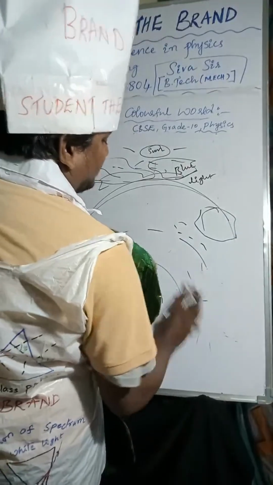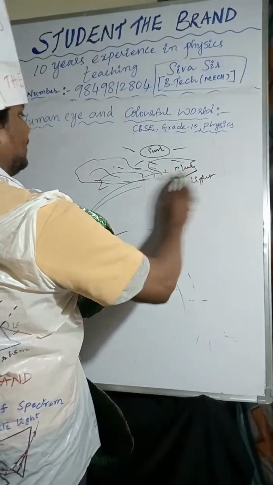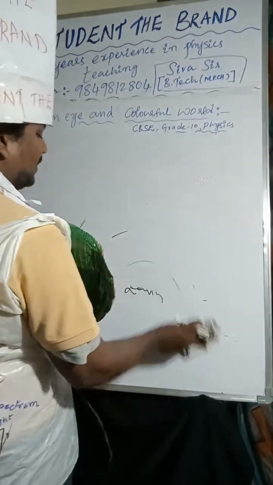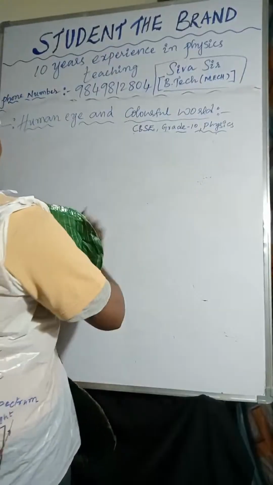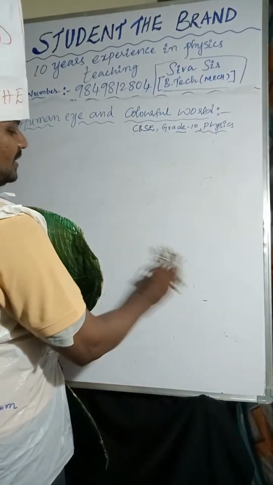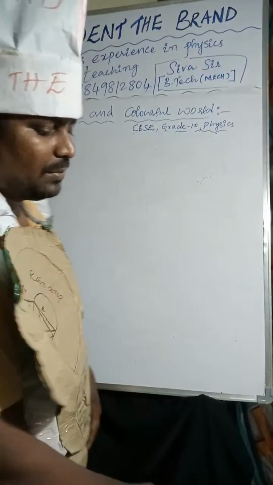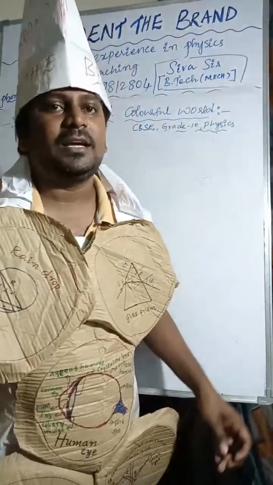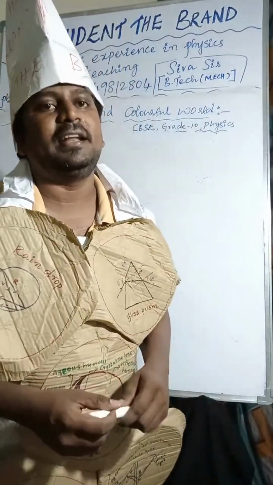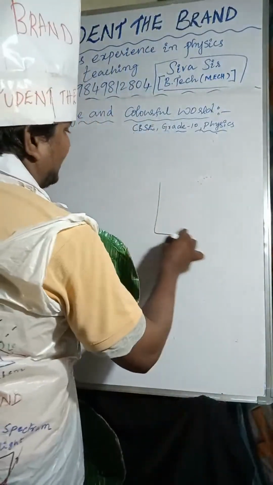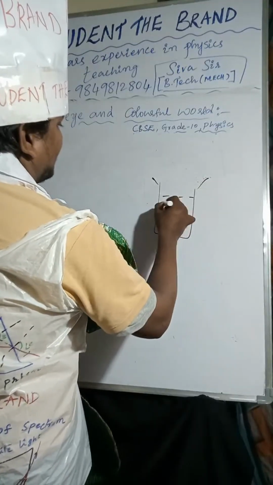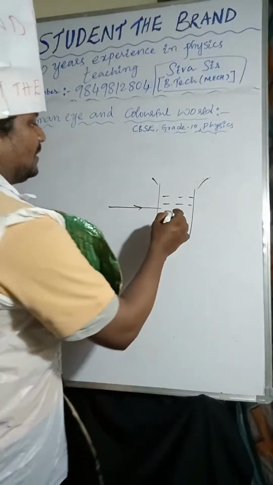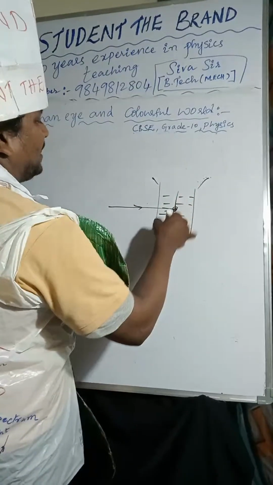Next, we are going to the next one. That is about scattering, the Tyndall effect. The path of the light becomes visible when it passes through a colloidal solution. If you take a beaker with colloidal particles in it, when light passes through it, scattering of light takes place because of the particles.